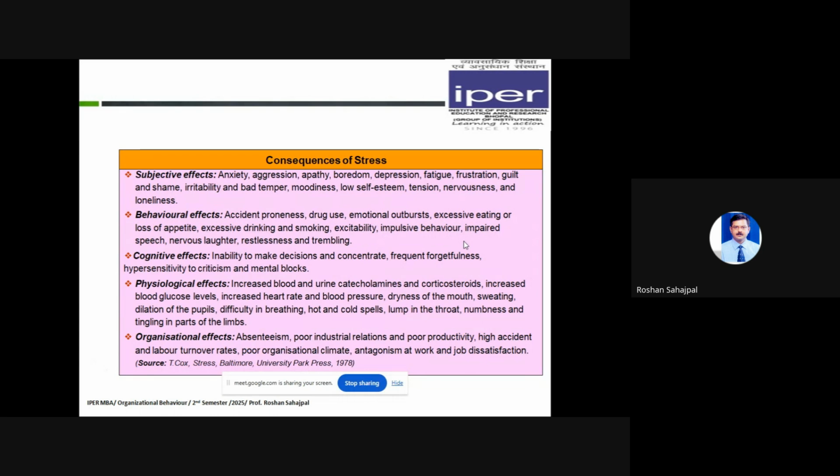Impulsive behavior, doing things without thinking, impaired speech, lack of clarity in speech, nervous laughter, and restlessness or trembling. Trembling is when your hands shake and so on. So these are all behavioral effects, which show up in a person's behavior.